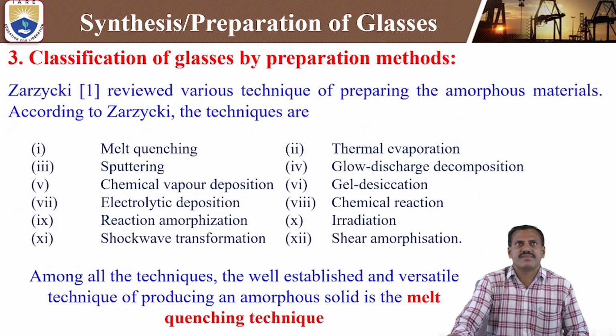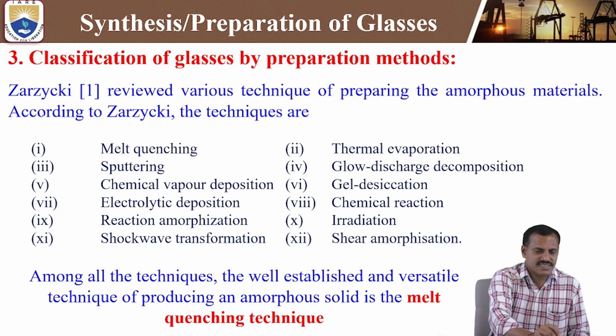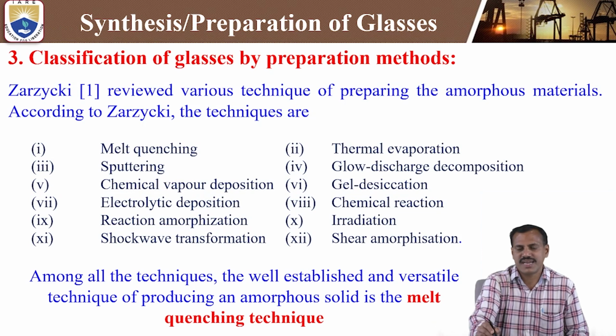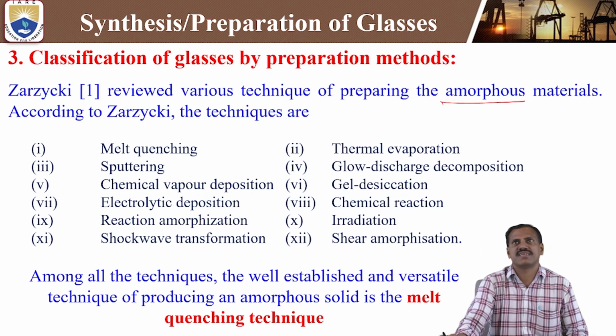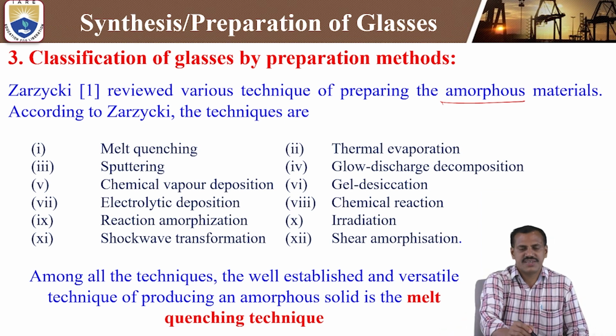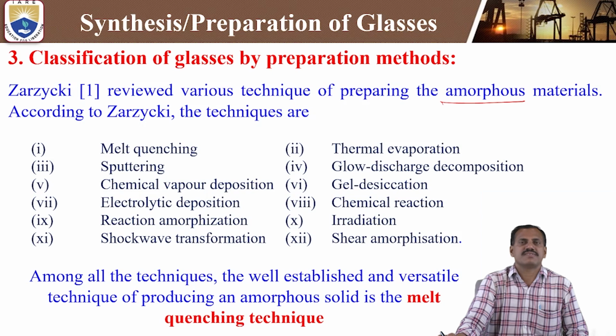Next, coming to the third one: classification of glasses by preparation methods. These kinds of glasses we can prepare by different methods or techniques. First, Jaroski reviewed various techniques of preparing amorphous material. Amorphous materials are nothing but glassy materials. According to Jaroski, different techniques are used. As mentioned here, there are 12 techniques. With these 12 methods, we can prepare glass materials.